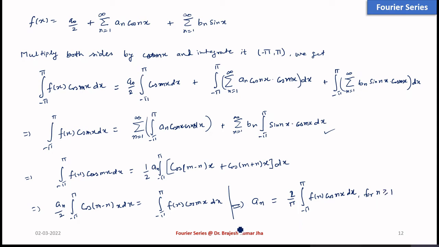Again, in some books it is 1 upon pi, in some books it is 2 upon pi. So it depends on the question.